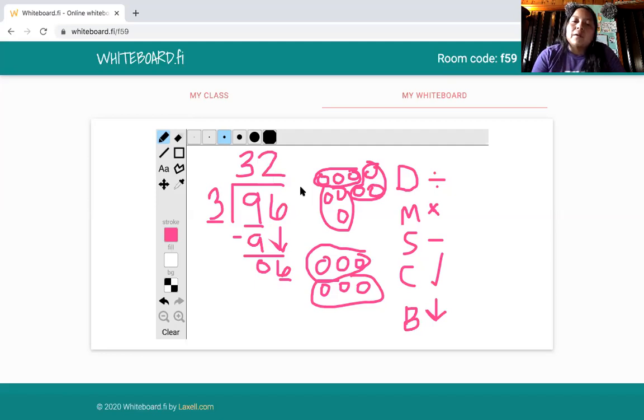Then we go to multiply. 2 times 3 is 6. Then you subtract. Check it. 6 plus 0 is 6 because, again, the inverse operation of subtraction is addition. And then we have nothing left to bring down. So there we go. We're all done, right? So there's no remainder. So it's just 32. So there's your answer. Are we finished?